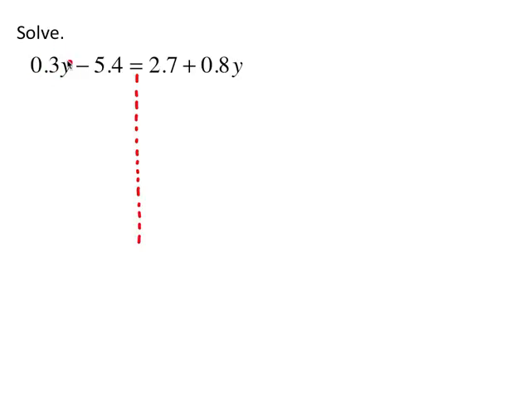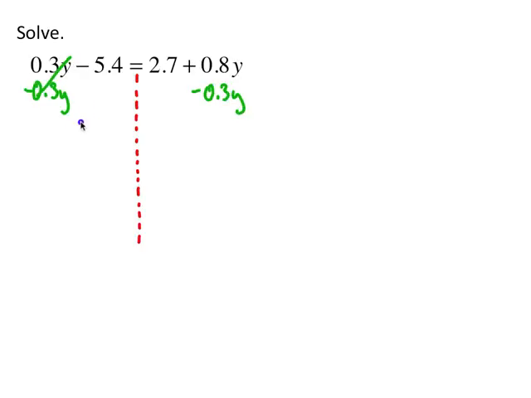Let's get rid of this 0.3y. So to get rid of that, I need to do the opposite. It's positive, so we're going to subtract 0.3y from both sides. So that's gone over here.